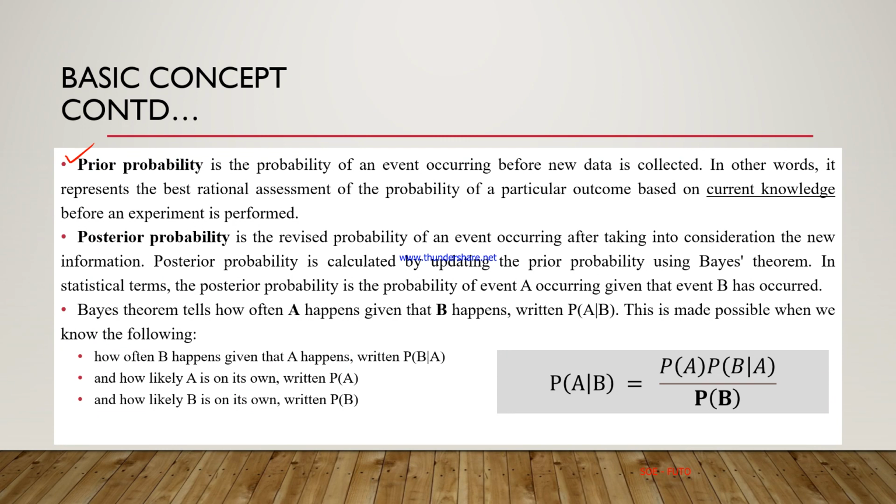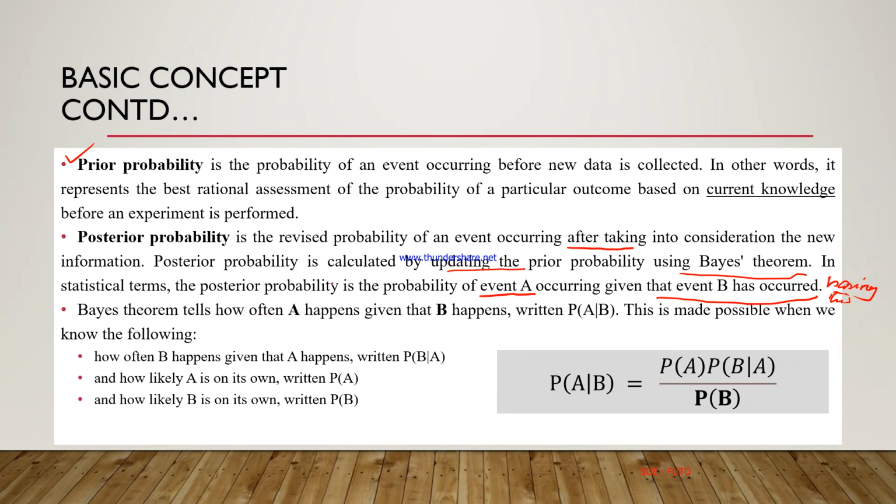On the other hand, the posterior probability is the revised probability of an event occurring after taking into consideration the new information. Now, this is very important. Posterior probability is calculated by updating the prior probability using Bayes theorem. In statistical terms, the posterior probability is the probability of an event A occurring, given that event B has occurred. We are basing on what has happened.